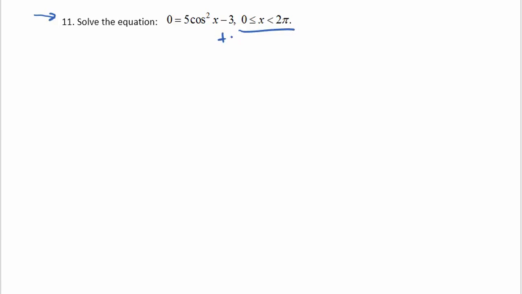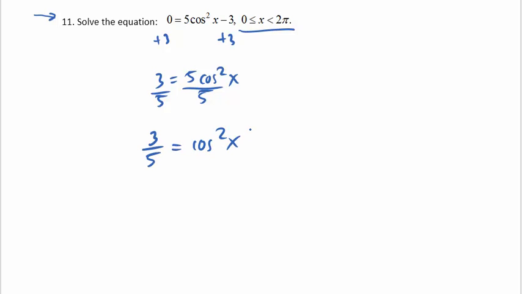Okay, so first thing we're going to do is add 3 to both sides. 3 is equal to 5 cosine squared of x, divide by 5. And then we're going to get 3/5 is equal to cosine squared of x. So now we want to take the square root of both sides. So we're going to get plus or minus, anytime we take the square root of something, the square root of 3/5 is equal to the cosine of x. So what we want to do now is use our calculator first for the positive square root of 3/5, and then again for the negative square root of 3/5, and find the inverse cosine of each of those to find our solution here.